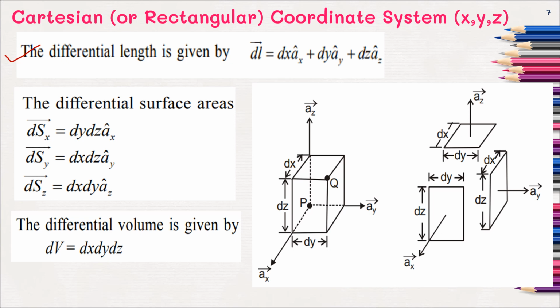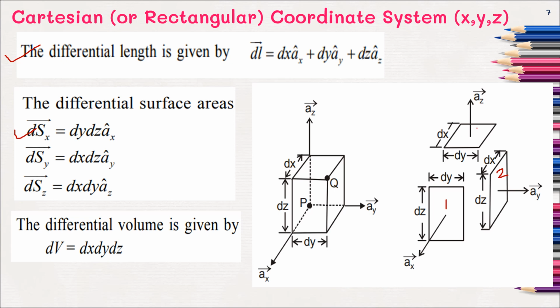Now coming on to differential surface areas. Look at this first surface. What are the side values here? Dz and dy. And what is the perpendicular vector coming out from it? Ax. So dsx is going to be dy into dz into ax vector, that is what is shown here. Now what is dsy? It is this one, let me mark it as 2. So it is going to be dx into dz into ay vector, the vector perpendicular to the surface, that is ay here.